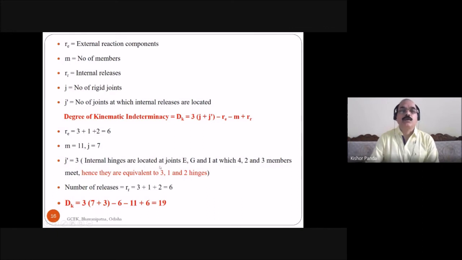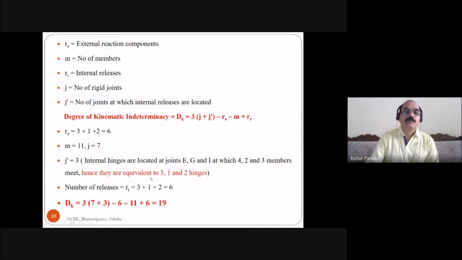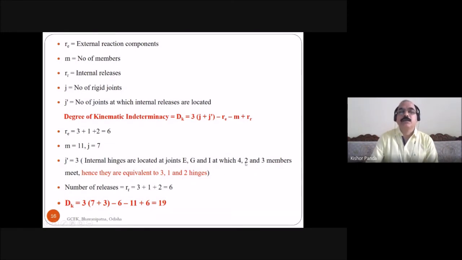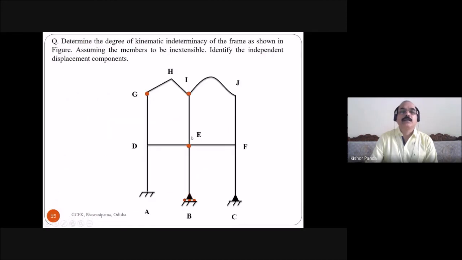Internal hinges are located at joints where 4 or 3 members meet, and they are equivalent to 3, 1, 2 hinges. Four members means you have to take 3, 2, 1 and 3, 2. So the number of releases is equal to 3 plus 1 plus 2, so re is equal to 6. zs is equal to 3 because there are 3 internal hinges. But the number of force releases is 6.